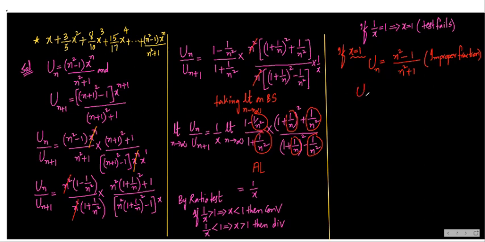un is equal to n square common, n square common, 1 plus 1 by n square. Cancel it and then apply limit.